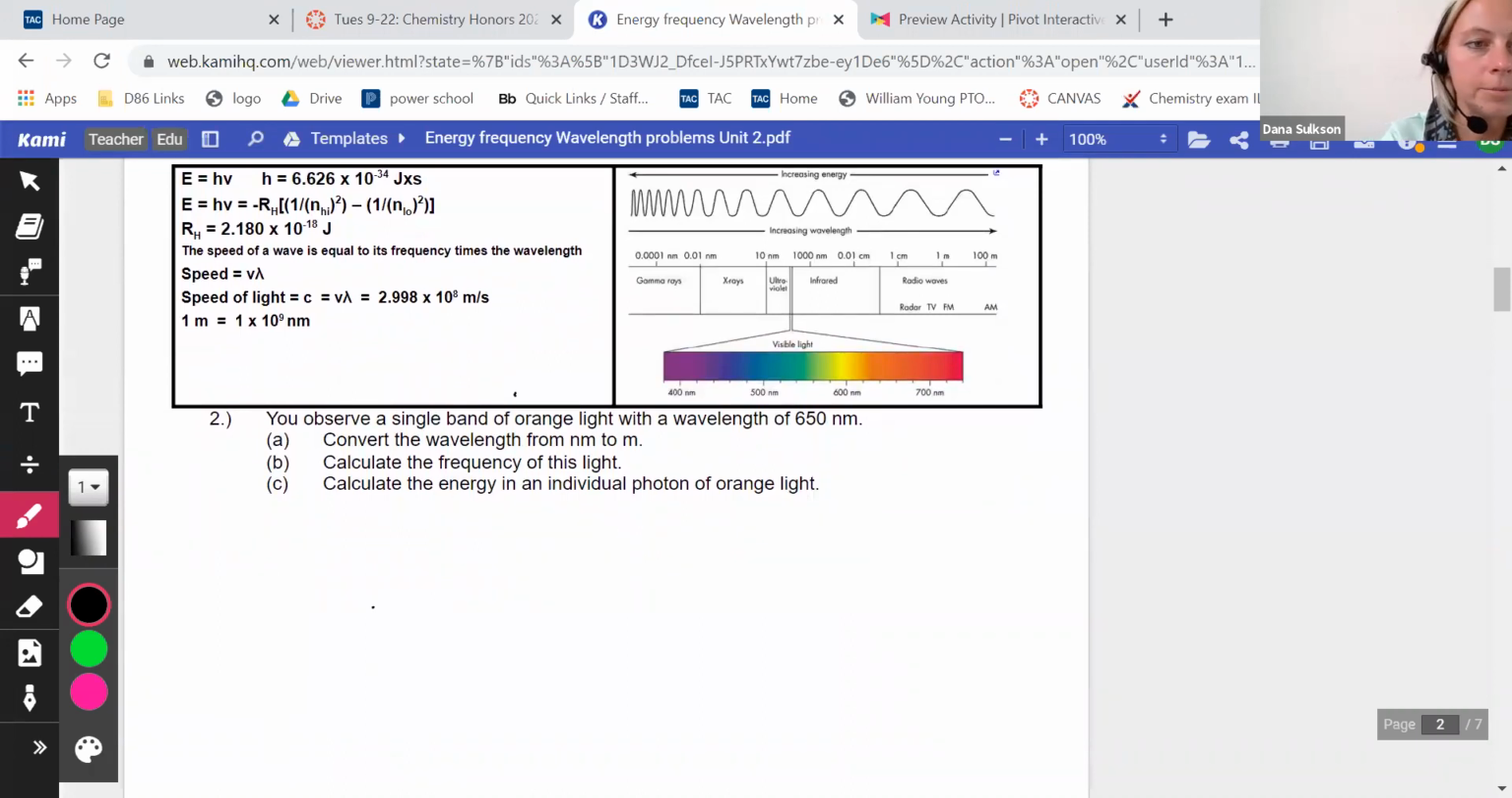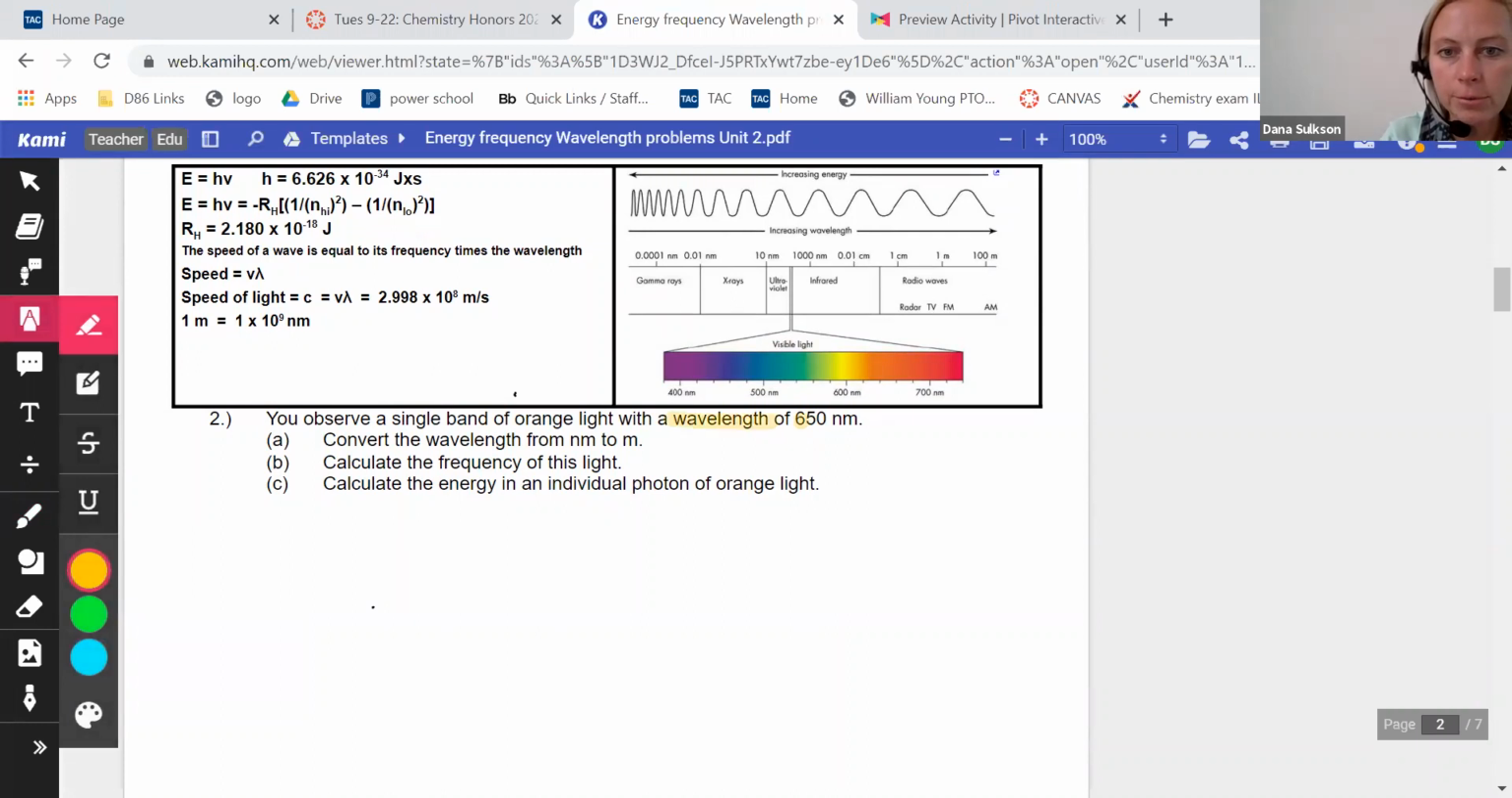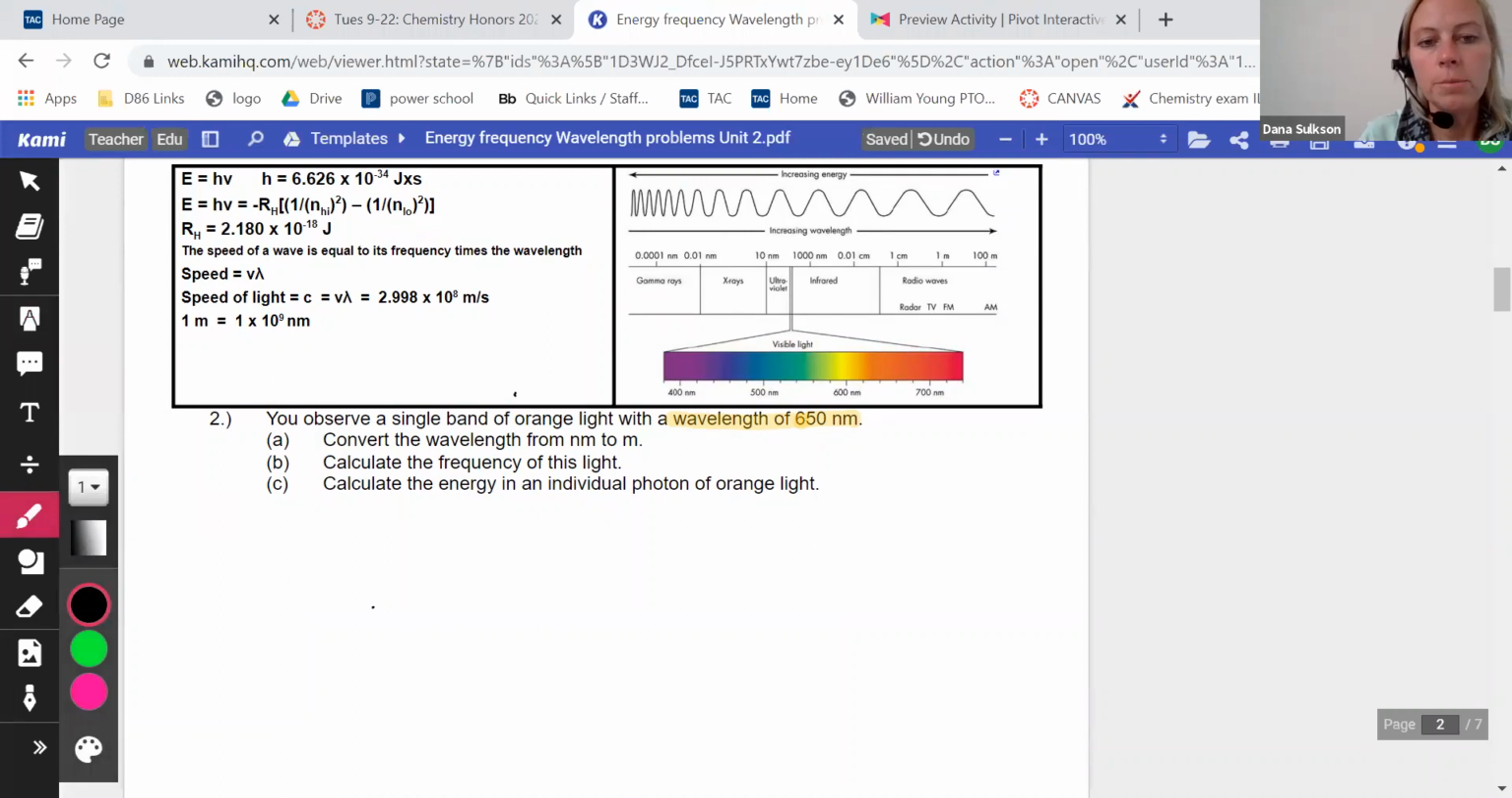But now, look at the information that I've given you. I've given you a wavelength of 650. So you're observing that there's orange light. So you're somewhere here. If you look at my cursor, you're somewhere there. And it is 600 to 700. It's about 650. This is a more realistic question. And now you're going to go through.